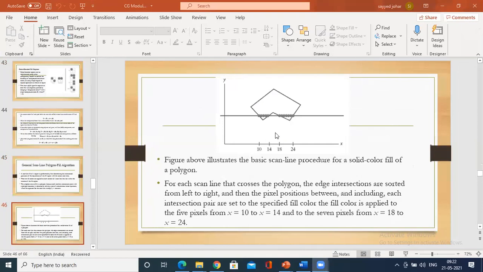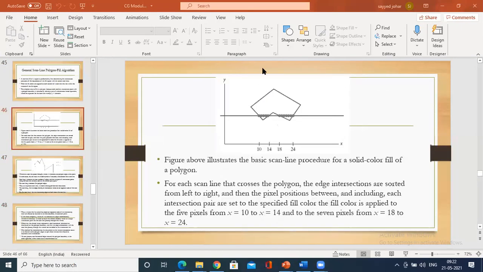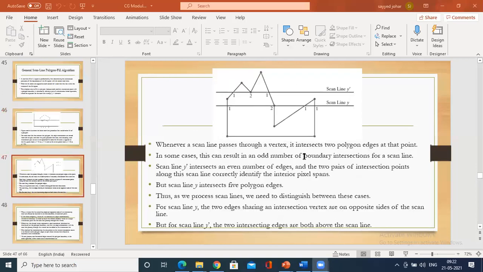We need to identify the x-intercept along a single y-intercept, and we need to color it. We need to color or fill that particular line with the pixel. That is the concept. We are going to scan the areas of the polygon to be filled with the scan line that is being given. Always we have seen that y goes in unit interval, whereas x we need to identify at different intervals, right?